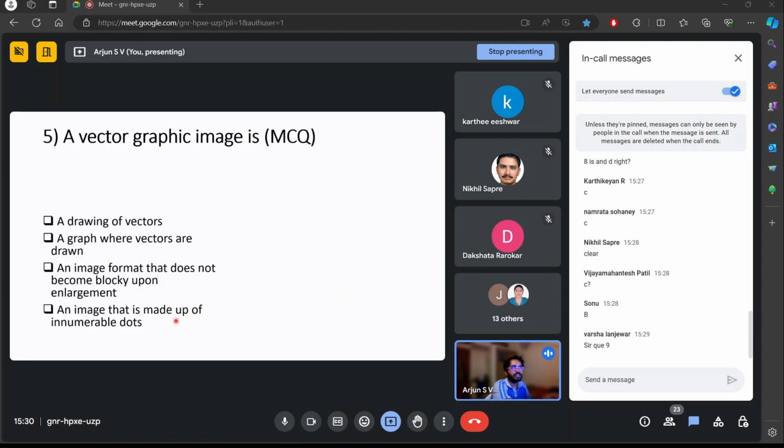Question number 5, a vector graphic image is the image format that does not become blocky upon enlargement. Option C is the correct option.